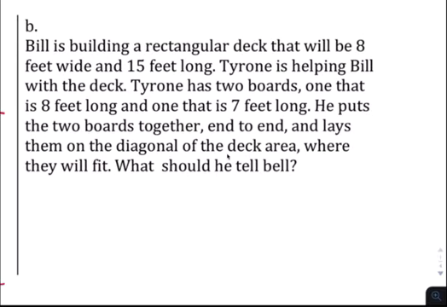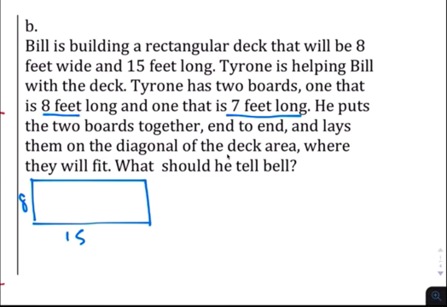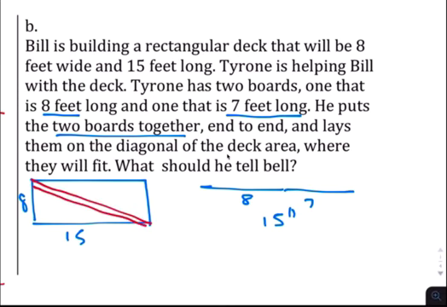Bill is building a rectangular deck, again a deck, 8 feet wide and 15 feet long. Tyrone is helping Bill with the deck. Tyrone has 2 boards, one that is 8 feet long and the other 7 feet long. He puts the 2 boards together. 8 and 7 makes 15, right? Feet. End to end, and lays them diagonally on the deck area, so he's laying them diagonally, which is the hypotenuse.